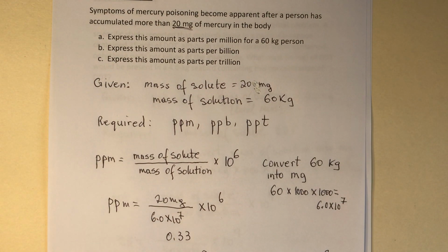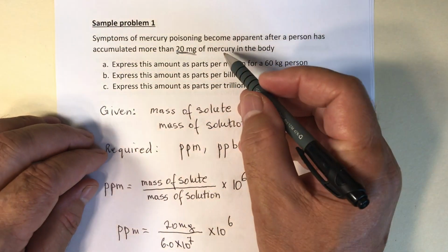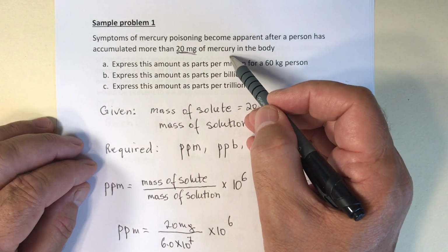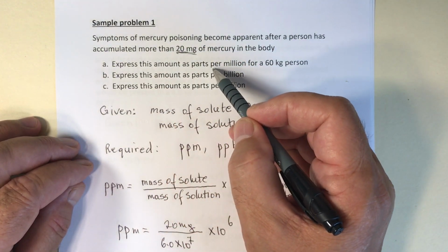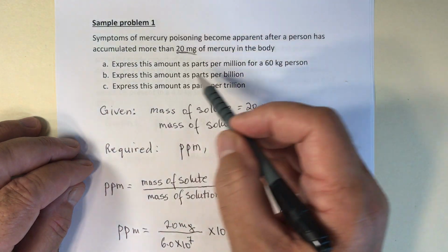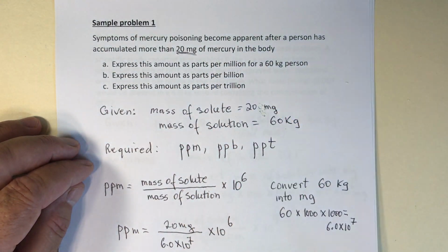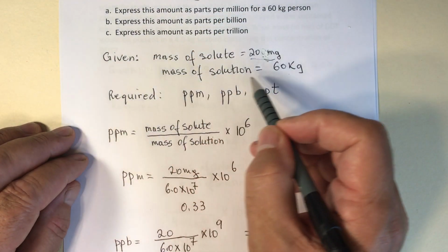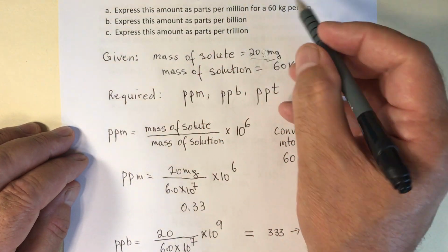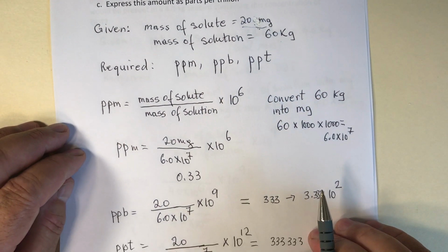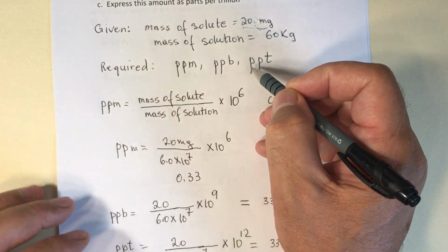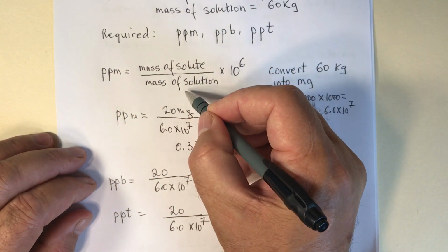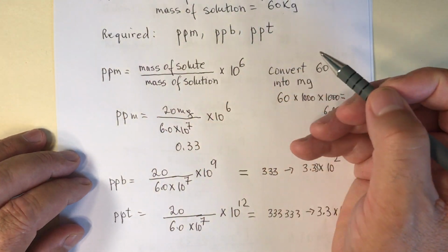Sample problem 1. Symptoms of mercury poisoning become apparent after a person has accumulated more than 20 milligrams of mercury in the body. Express this amount as parts per million for a 60 kilogram person, parts per billion, and parts per trillion. What is given? Mass of solute is given, 20 milligrams. Mass of solution, or total mass, is 60 kilograms. Required: parts per million, parts per billion, and parts per trillion. Formula for parts per million: mass of solute over mass of solution times 10 to the power of 6.